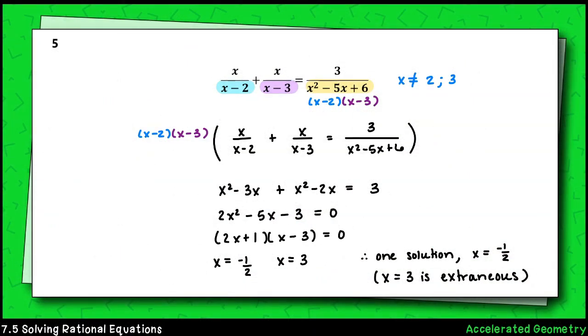After eliminating fractions, we have a quadratic result. Its factored form can be used to find the two potential solutions of x, which are -1/2 and +3. Looking back to the original equation, I can see that x cannot be equal to 2 or 3, so that means that this equation has just one solution, which is x equals -1/2.